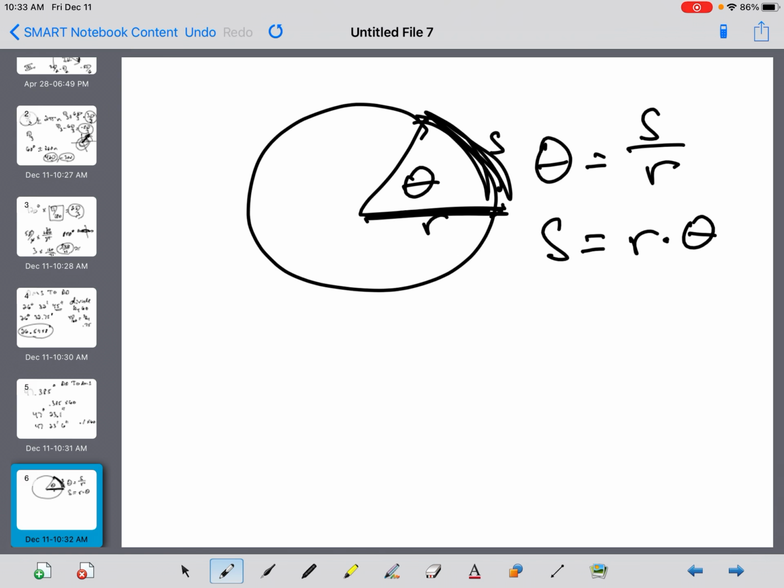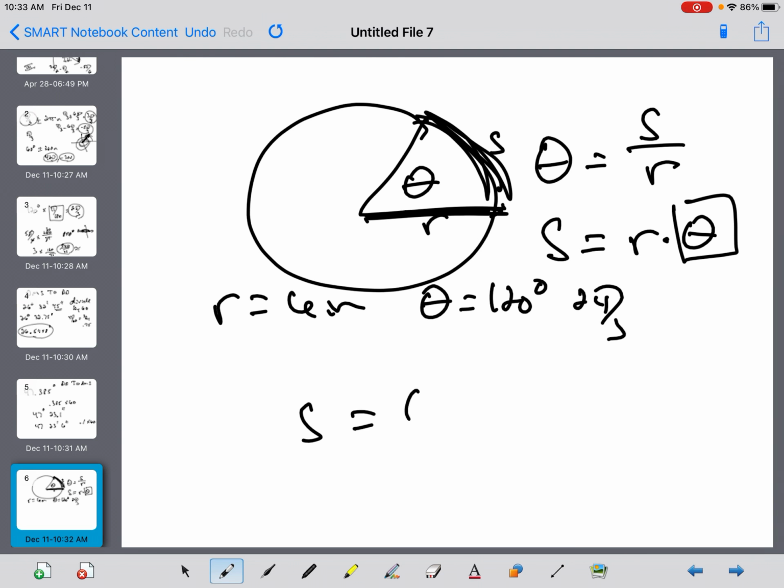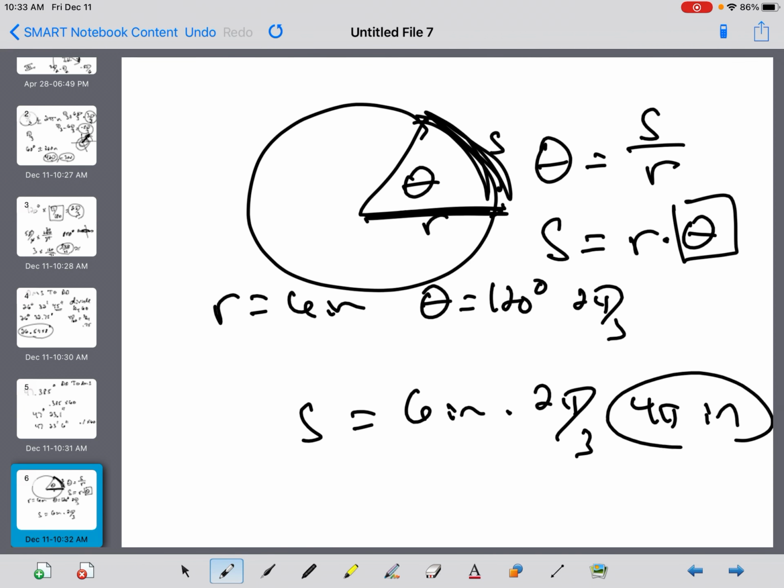Now, to find arc length, you're going to take this formula and take this times this. So this has to be in radians. So if you had a problem and it said that the radius was 6 inches and the angle was 120 degrees, you'd have to convert this to 2 pi over 3 before you found S. So now I have 6 inches times 2 pi over 3. Now notice the units is going to be inches, so this is going to end up being 4 pi inches. Now, if this was already in radians, then you just multiply it out. So finding the length of an arc, it's just R times theta, but theta has to be in radians.